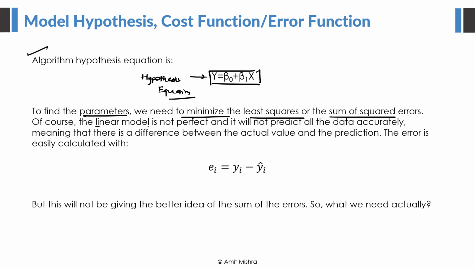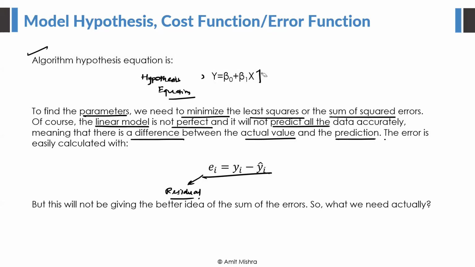And of course the linear model is not perfect, and it will not predict all the data accurately, meaning there is a difference between an actual value and the predicted value. The error is easily calculated by this. This is known as your residual. So we are comparing here the actual and predicted data. Here comes your hypothesis value, which is represented as y equals beta naught plus beta 1 into x.